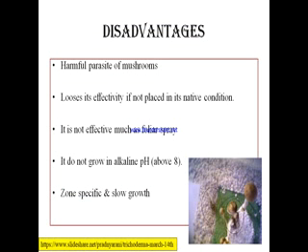Now disadvantages. So they are very harmful for mushroom production. We may call Trichoderma a weed for mushroom production. They lose their effectivity if not placed in their native condition. It's not effective as foliar spray. It does not grow in alkaline pH above 8. They are generally zone specific and have slow growth also.